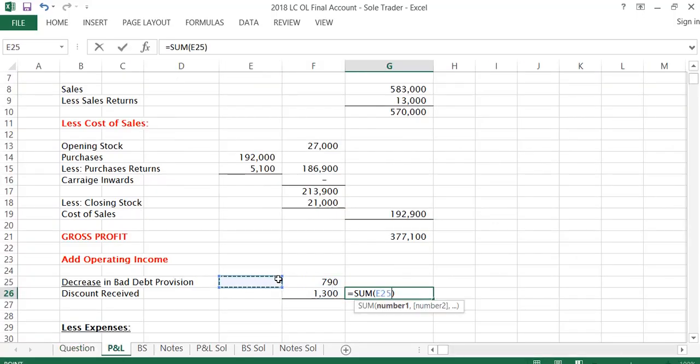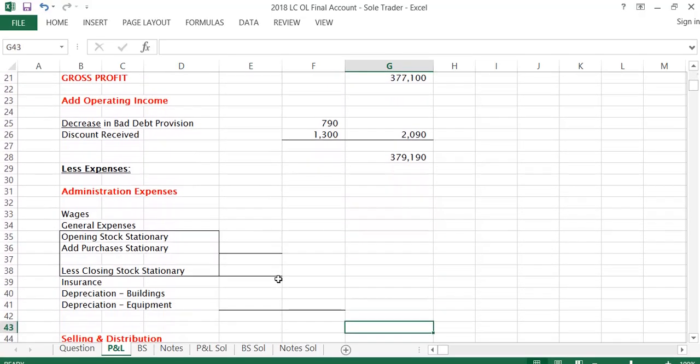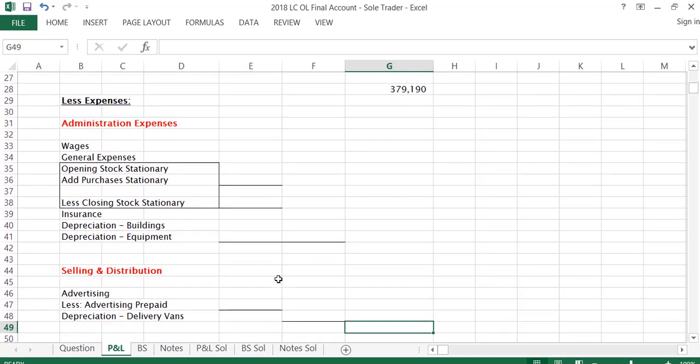So my total operating income is 2,090, and added to my gross profit above gives me 379,190. Now I have to take away my expenses. I have admin expenses and selling and distribution. Selling and distribution are expenses related to sales or distributing the product to customers, and the rest of the expenses will go in admin expenses.